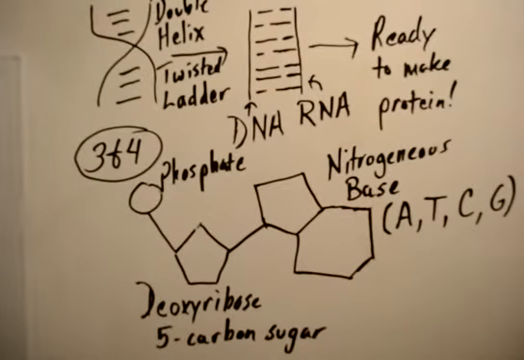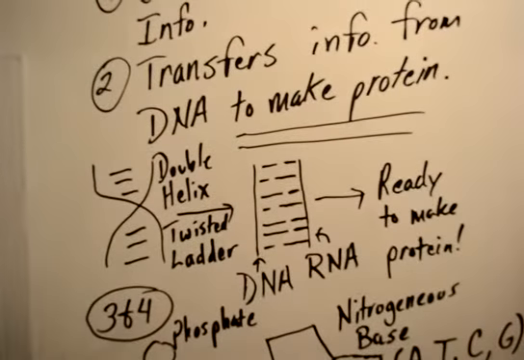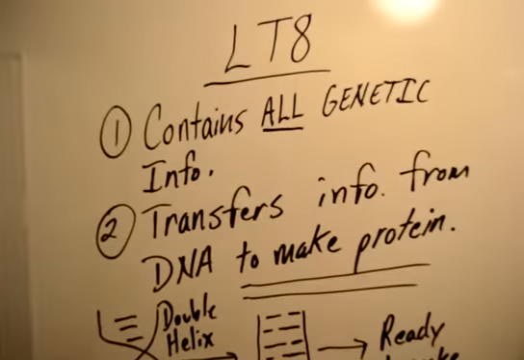So just to recap about our nucleic acids. So nucleic acids are going to be the last organic molecule that we talk about. It's going to contain all genetic information through DNA. It's going to transfer info from DNA to make protein, and this is done with the help of RNA.